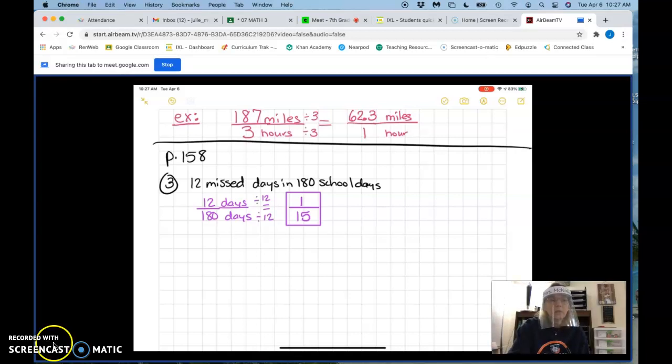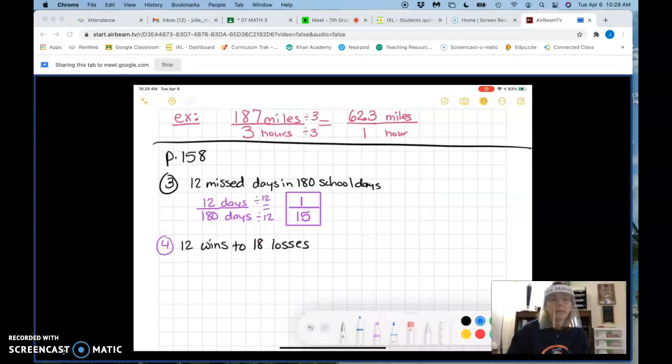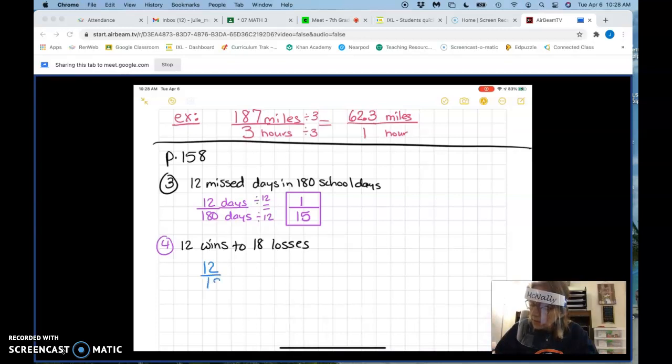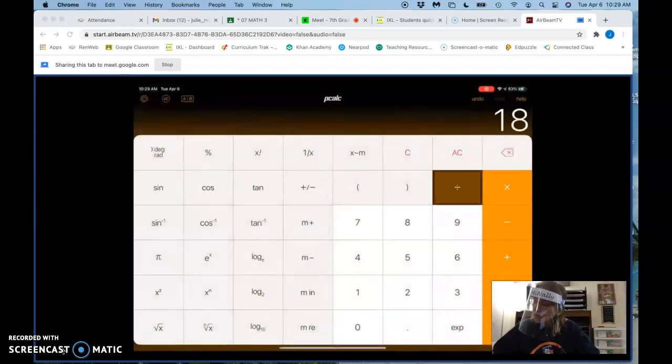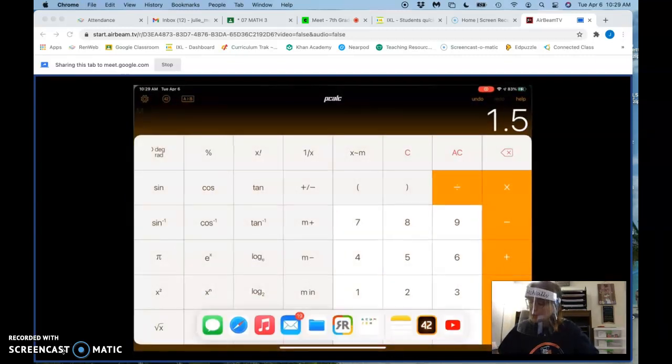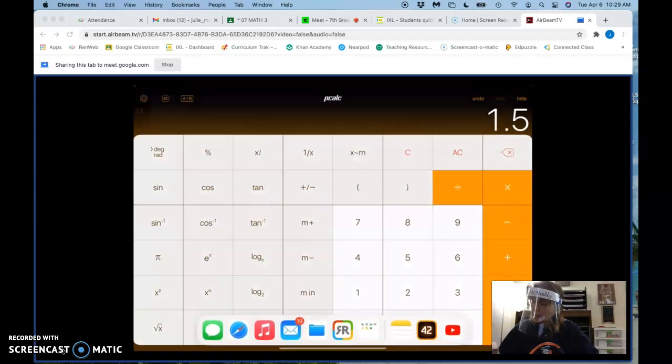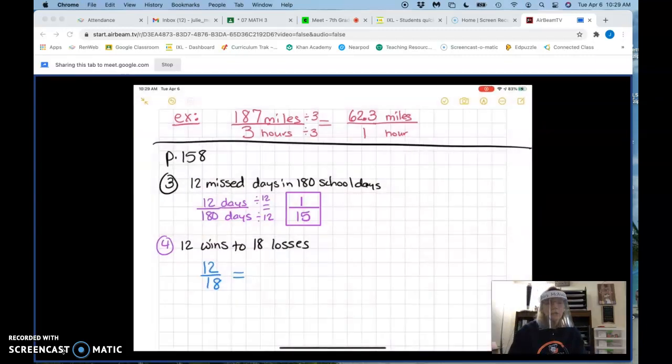So that's your answer. How do I write 12 wins to 18 losses as a fraction? 12 over 18. And now I need to reduce it to its simplest form. Can 18 divide by 12? Probably. Yes. Let's try. 18 divided by 12. No, it does not go evenly. So, what can go into 18 and 12 evenly? 3. Okay, 3 will go.